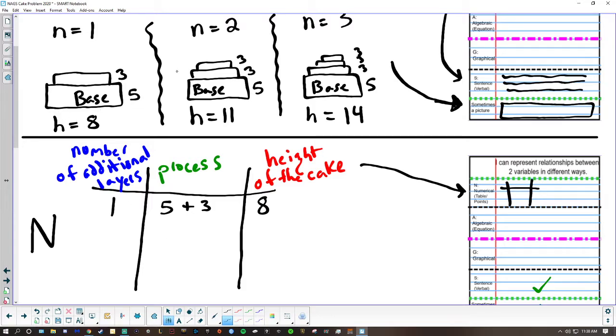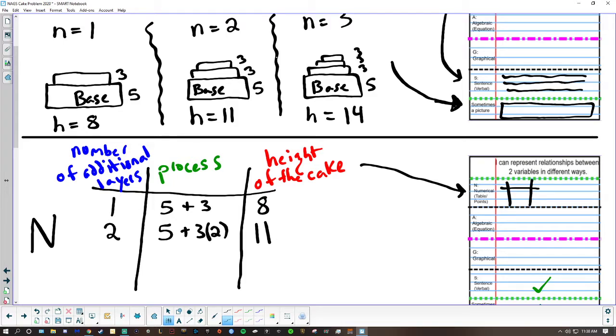If we look at our second figure that we drew, N equals 2, so we have 2 additional layers on top of our base. So I'm going to have the base of my cake plus 3 plus 3. But instead of writing plus 3 plus 3, we're just going to write plus 3 times 2, because 2 is the number of additional layers. So this means 5 plus 3 times 2, we said, was 11. So 2 additional layers gives us a cake that's 11 inches high.